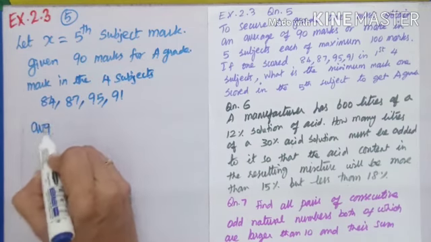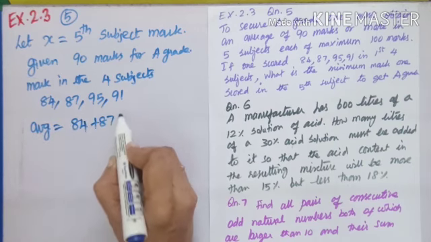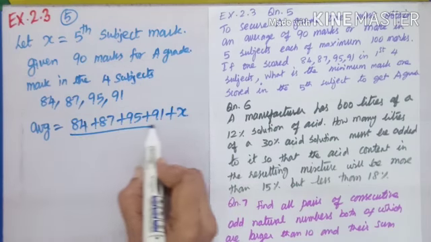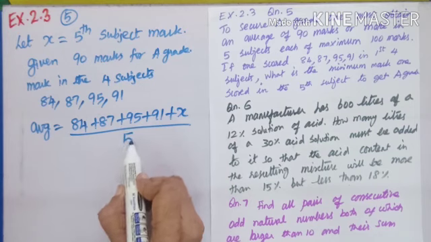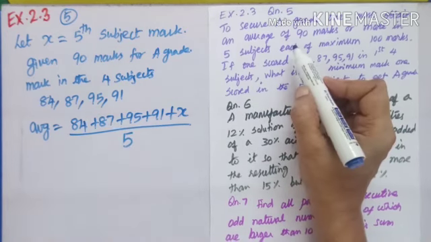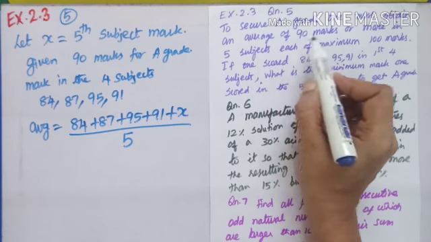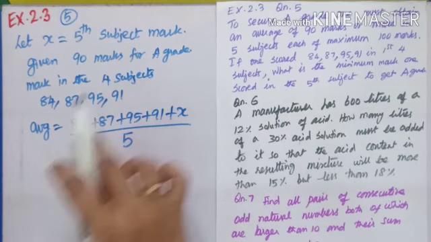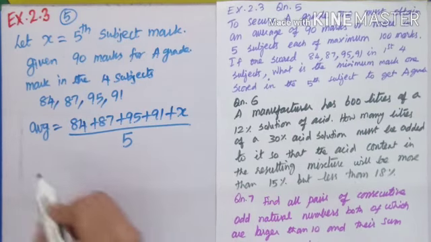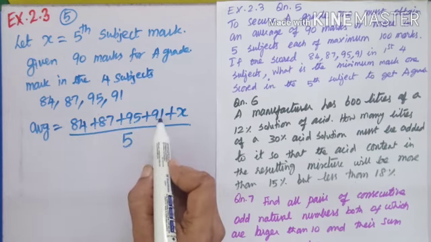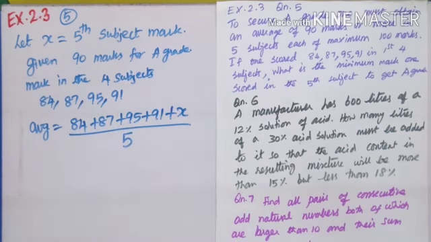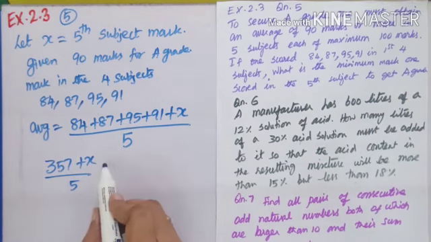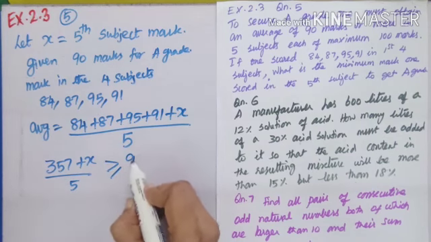So what is the average? It is 84 plus 87 plus 95 plus 91 plus x that we have assumed, divided by, there are 5 subjects, so by 5. And the question states average of 90 marks or more. So the average should be more than or equal to 90. Adding it up, 357 plus x by 5 greater than or equal to 90.